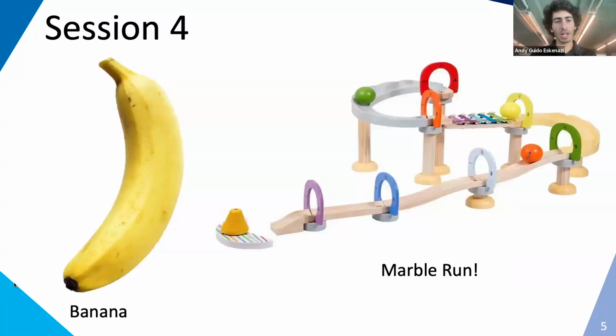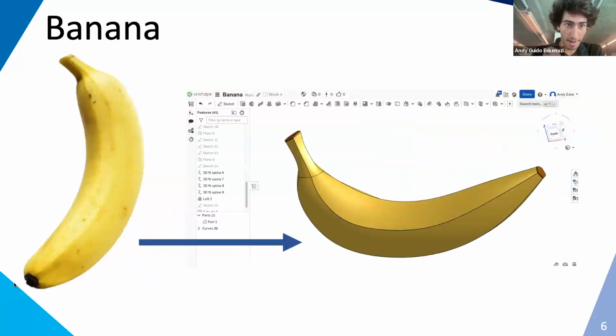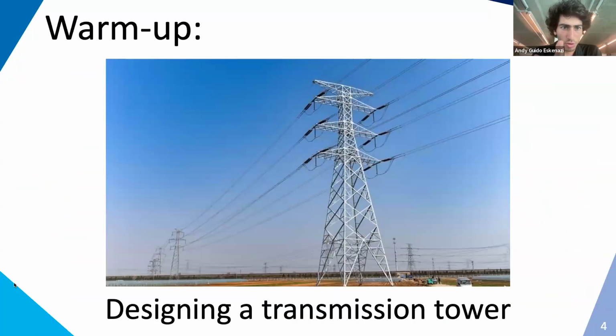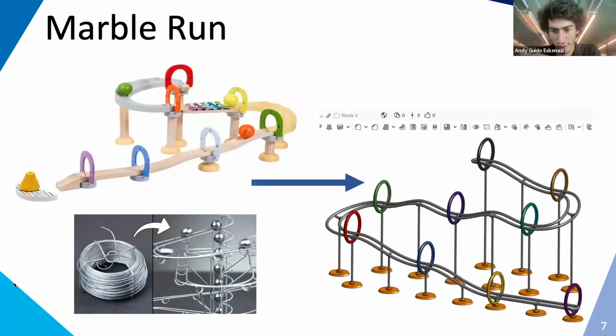The stuff that we would otherwise have planned for today would be the banana here and the marble run. Just to give you an idea, this is how the banana ended up looking, and this is how the marble run ended up. The design of the marble run is actually a little bit similar to how we would do the transmission line, so some of those ideas would translate there.